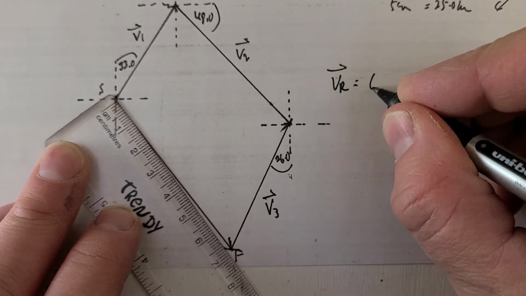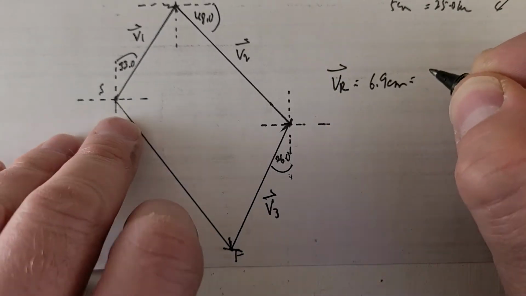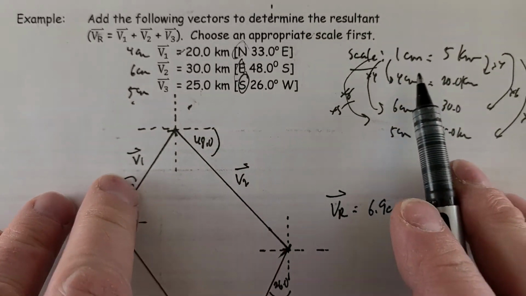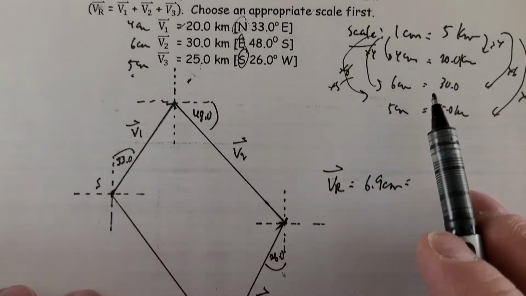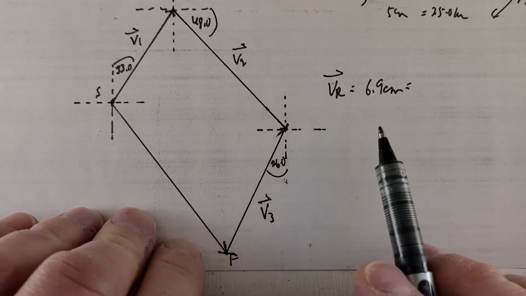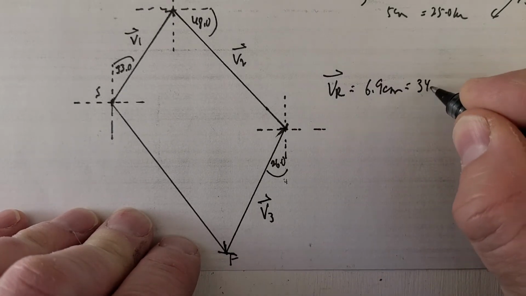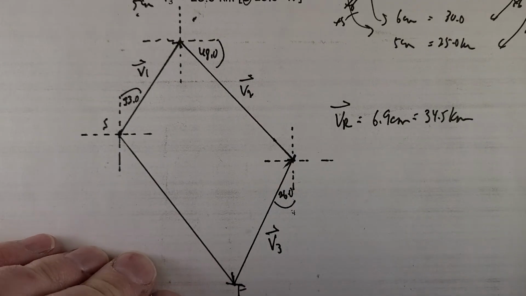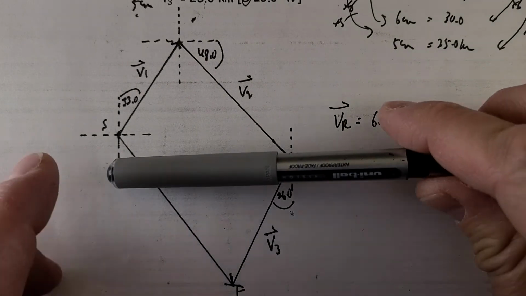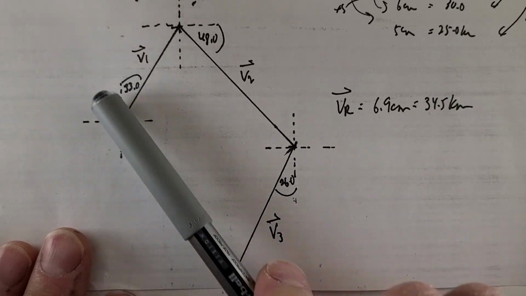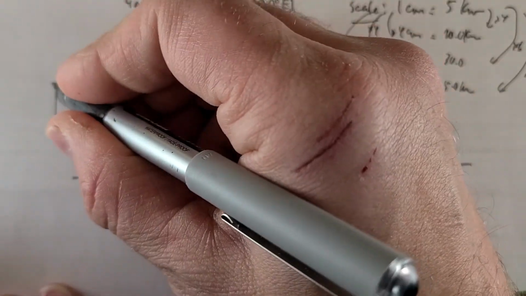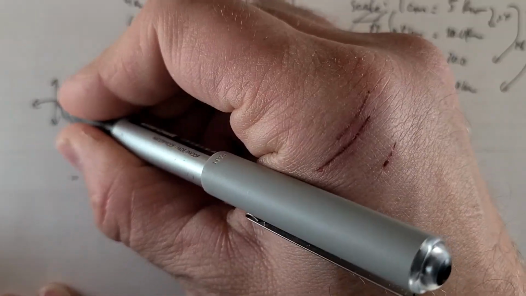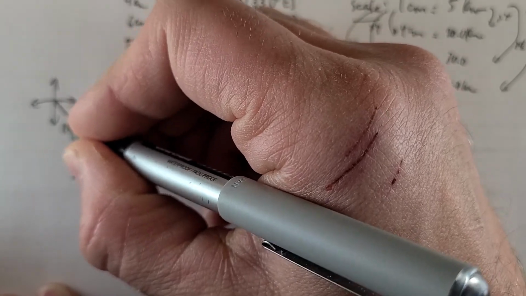So VR is equal to 6.9 centimeters, which equals, of course, for every 1 centimeter, it's 5 kilometers. So multiply that by 5. That's going to give me 34.5 kilometers. And then looking at direction, of course, you know it's pointing down in this way. And of course, that is going to be a quad 4 vector.